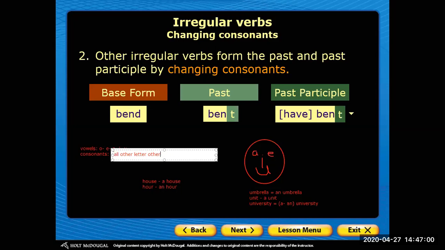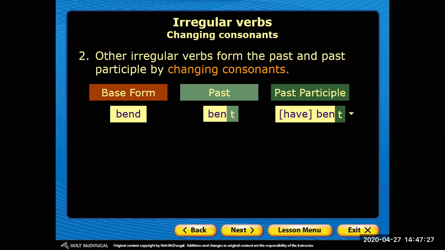Sorry, I apologize. I made a terrible mistake. Or the other sounds other than vowels, because remember, we're not talking about letters. We're talking about sounds other than the vowels. All right, boys? So here, the change is on the consonant level rather than the vowel level.